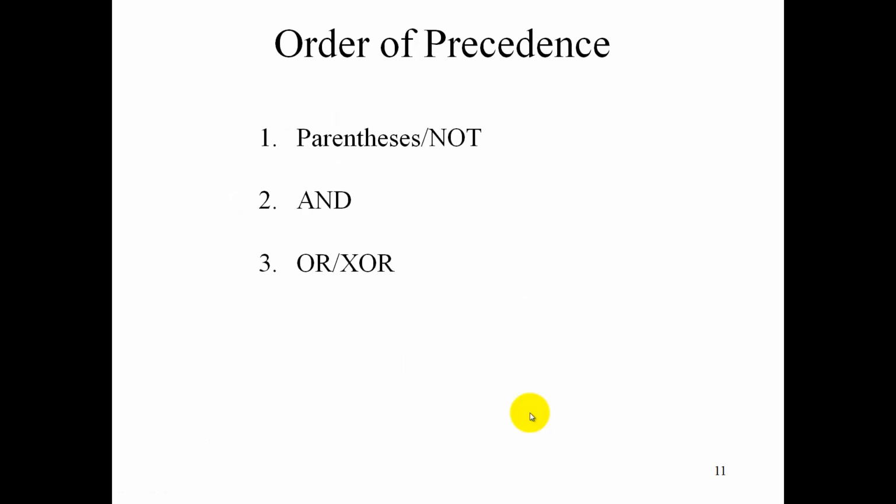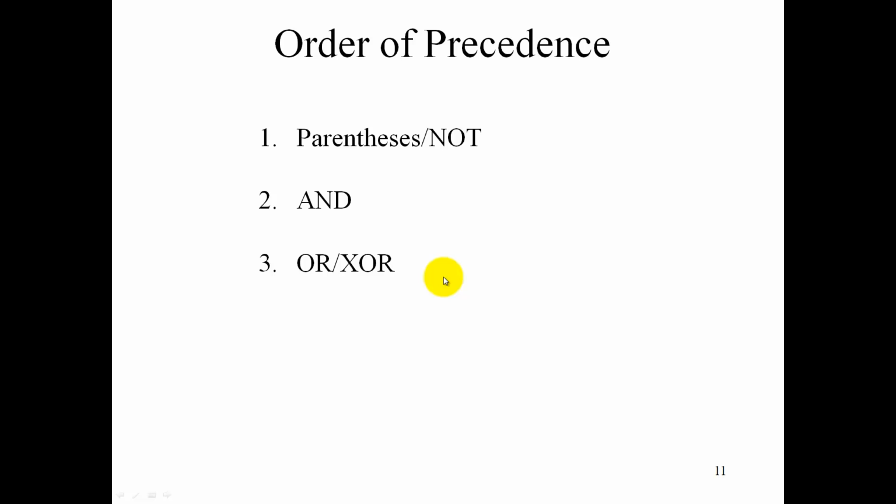Now, for order of precedence, when we have different Boolean statements, there are different forms, like I've said earlier, that are put inside it. And therefore, there will be different times that the same statement will mean two completely different things if read the wrong way. So in terms of order of precedence, it goes parentheses and not statements, then and statements, and then or and exclusive or statements.